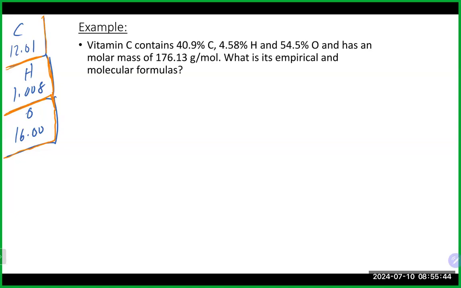Okay, let's take a look. Once again here, we're looking for both the empirical and molecular formula. And obviously for the molecular formula, we do need the empirical formula, which we don't have, so we do need to calculate it. We do need the molar mass of our empirical formula, and we do need the molar mass of the compound, which is given to us.